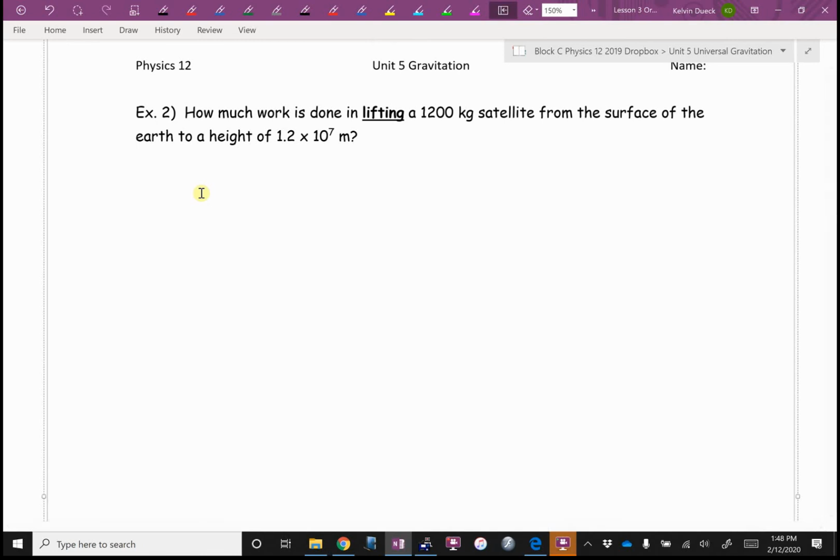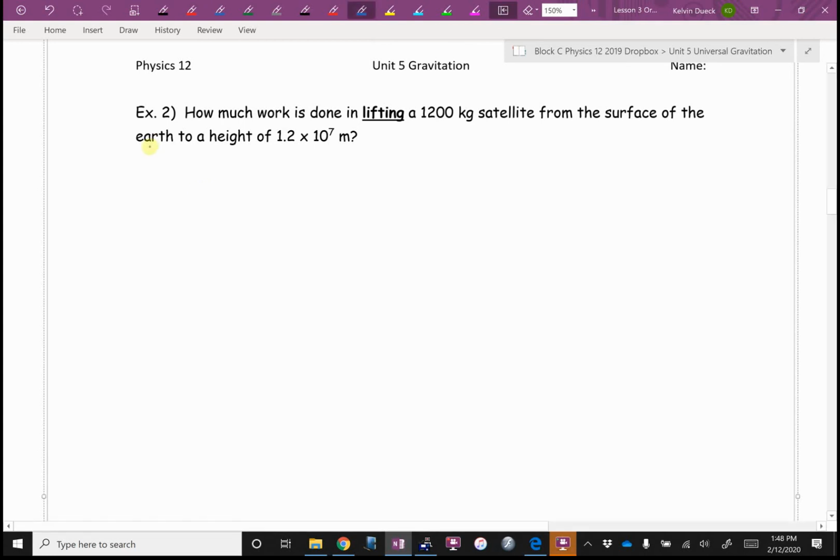Kiefer, can you read me the first 3 words of this question? How much what? This is asking us to find work. Now you're going to go on your formula sheet to the work energy section. Kiefer, what's my equation for work?